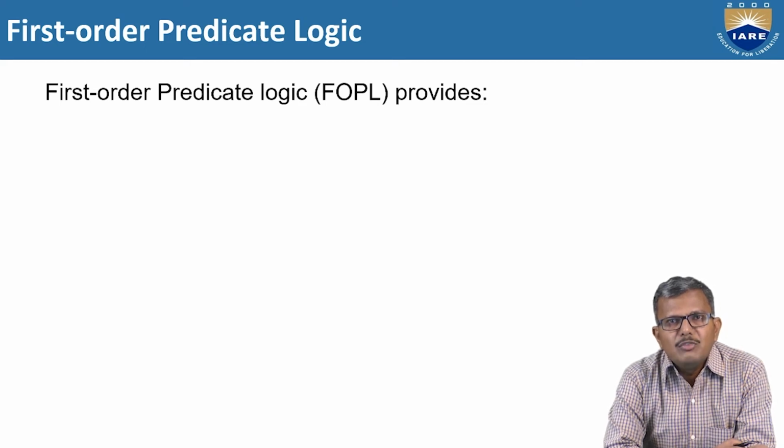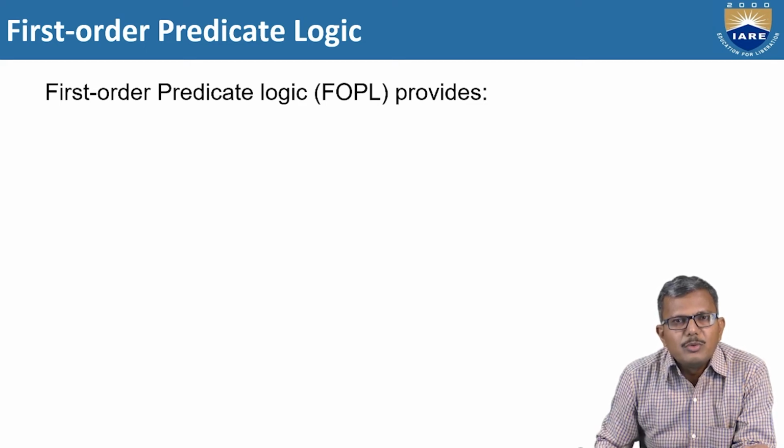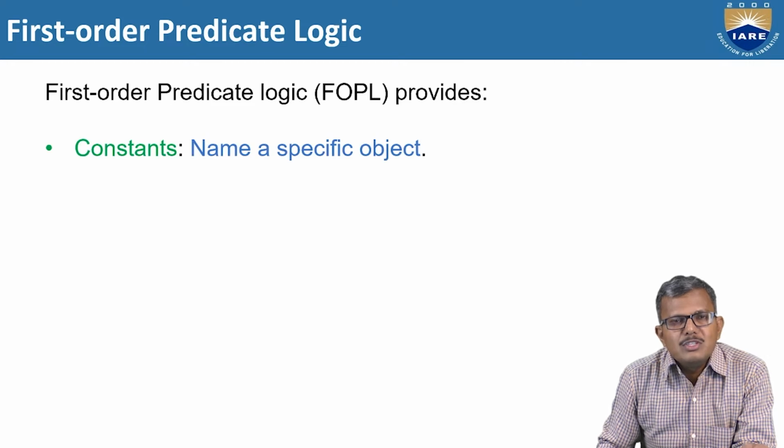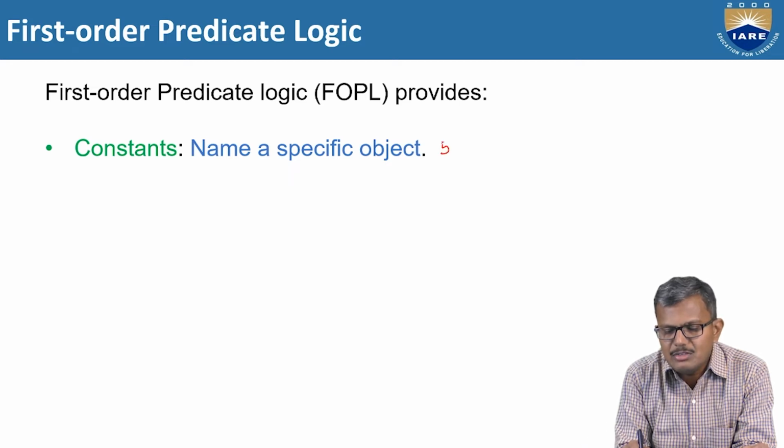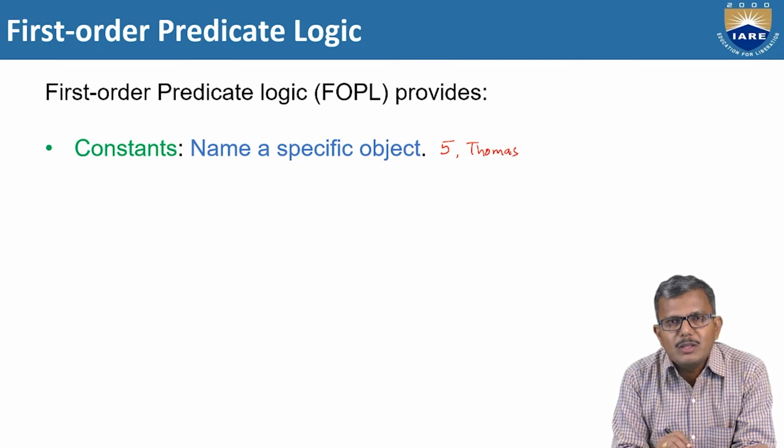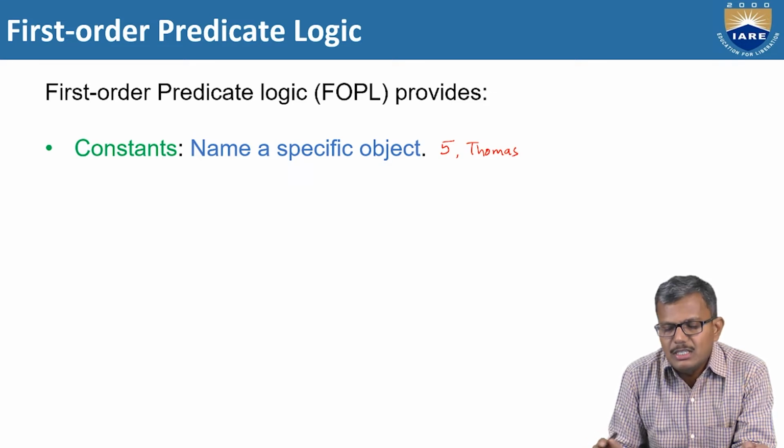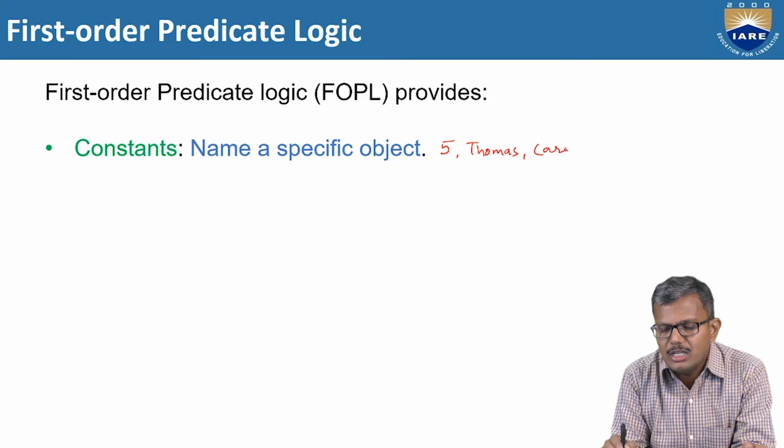Let us try to understand what this first order predicate logic is going to provide us. The first one is constants. A constant is nothing but a name of a specific object. So I can say that 5 is a constant. I can say that Thomas is also a constant. Like this, they are called constants, which is nothing but a name of a specific object. Even I can say that car is also a constant.